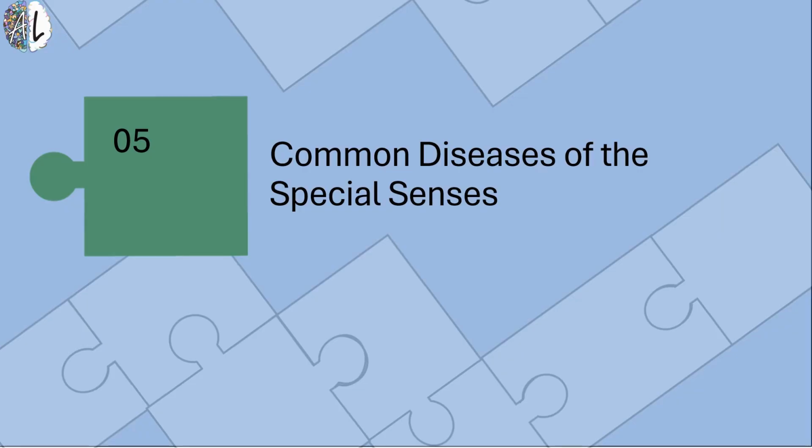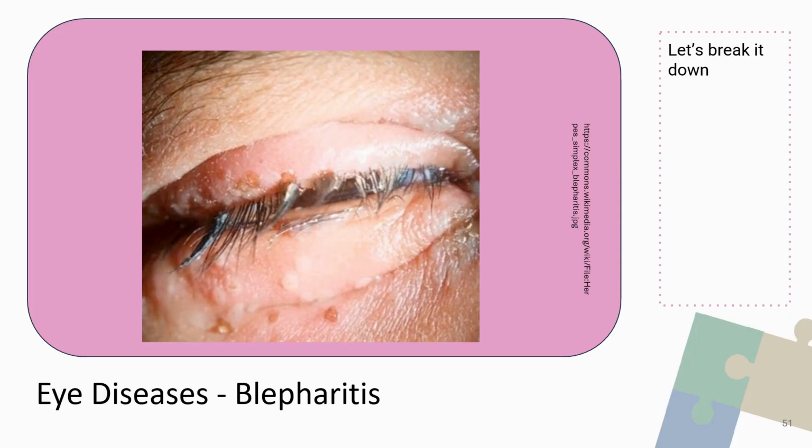Next up, let's talk about some common diseases associated with your special senses. Okay, first up is the condition blepharitis. We've seen some of these word parts before in this unit, but the first thing I'm going to want to do is for you to break down the term.